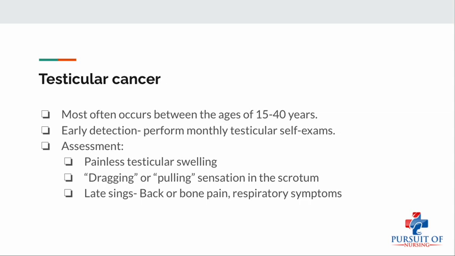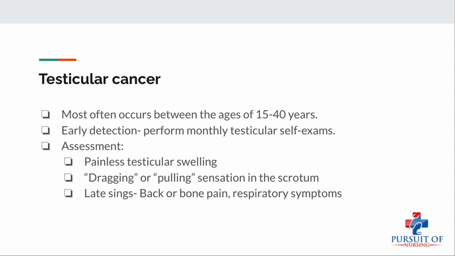So you want to instruct your male clients to lift each testicle, and instruct them that it should feel like an egg, very firm but not hard, smooth with no lumps. Then they can place their fingers on the underside of the testicles and thumbs on the top, kind of rolling the testicle to check for any lumps or masses. So they should do this once a month, and then of course report any abnormalities.